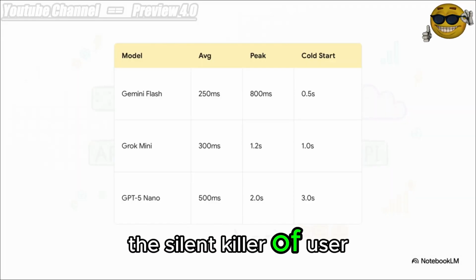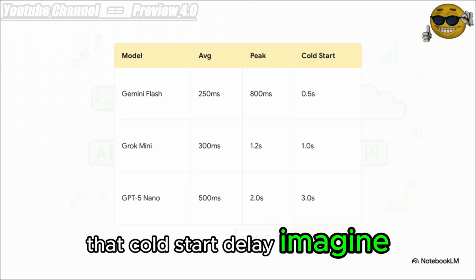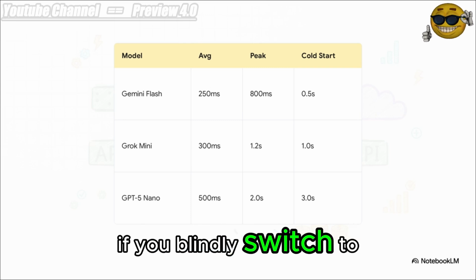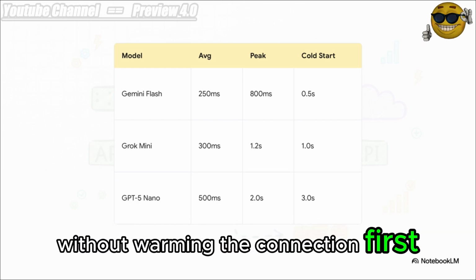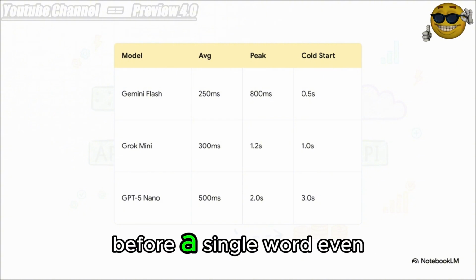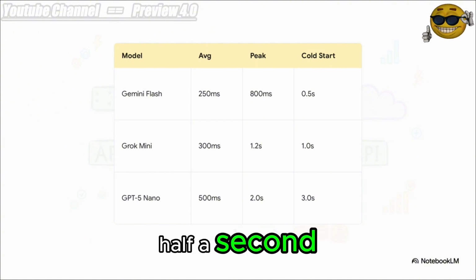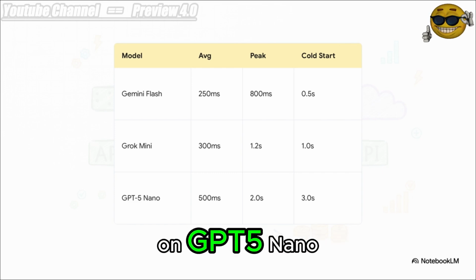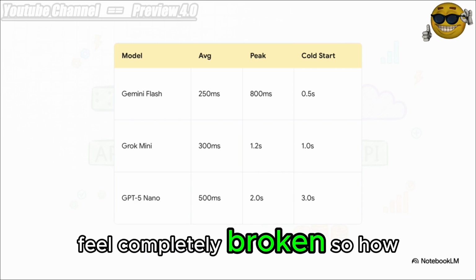The silent killer of user experience here is definitely that cold start delay. Imagine this. If you blindly switch to GPT-5 Nano just because it's cheaper without warming the connection first, the end user will suffer a devastating 3-second delay before a single word even appears on screen. Gemini Flash might only delay half a second, but a 3-second stall on GPT-5 Nano, that is going to make your application feel completely broken.